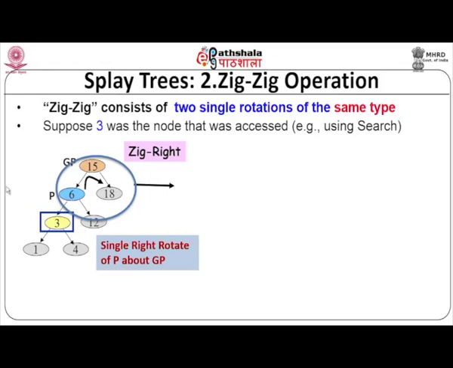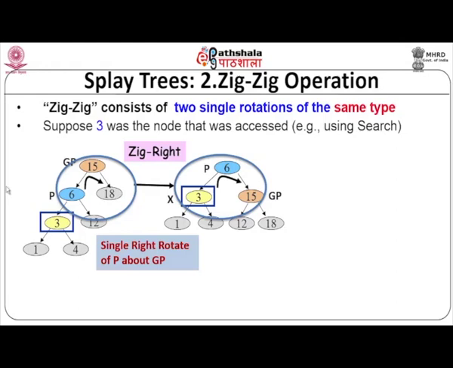Remember, we have 4 cases of double rotation: zig zig, zag zag, zig zag and zag zig. So, there are 4 types. In this case we are talking about the same type, zig zig. When you talk about zig zig, you first rotate the parent about the grandparent. That is the first operation you do. So, what happens? 6, the parent, has moved up to the root, and now the original node x, which is 3, which was at the second level, has moved to the first level. So, this is the zig right operation.